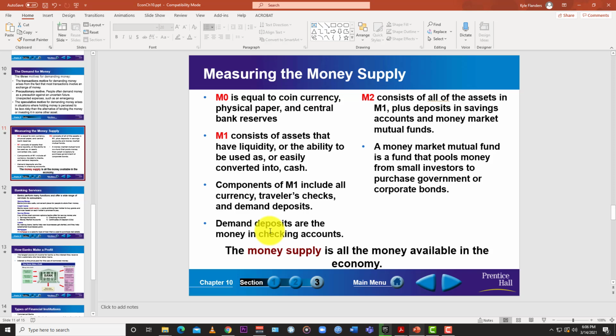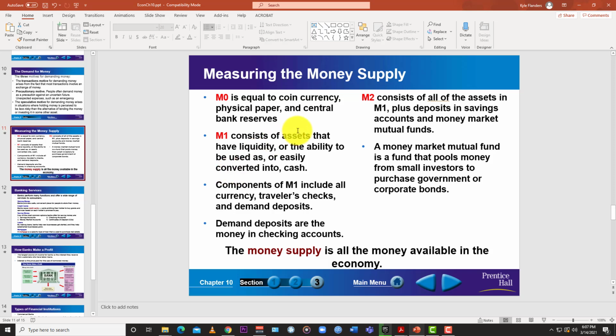Whereas M0 is only the currency, which is the coin and the paper money, the M1 contains all of that, the currency, in addition to the traveler's checks and demand deposits. And demand deposits are all the money in a checking account. So that's M1 right there. So that's narrow money. Then you have M2.